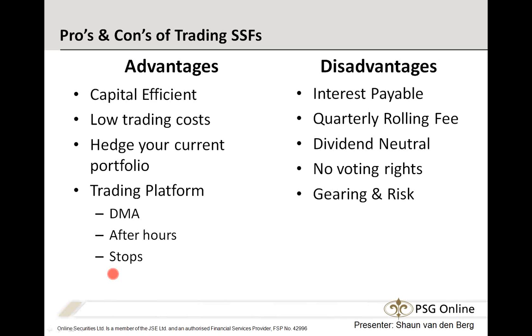And obviously, I can have 1,000 contracts on SSF, but I don't have voting rights. Remember, it's a derivative. It derives its value from the underlying share. You're not an actual shareholder. And lastly, the gearing and the risk can be a disadvantage if you don't know how to handle it. So it's very important that you know how to use stop loss and position sizing and that kind of thing to manage that risk. But I still believe that the advantages far outweigh the disadvantages.